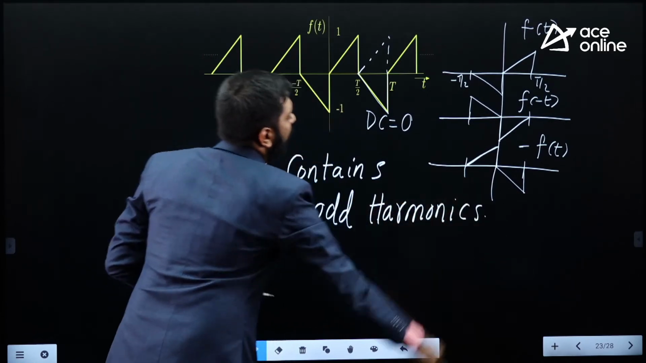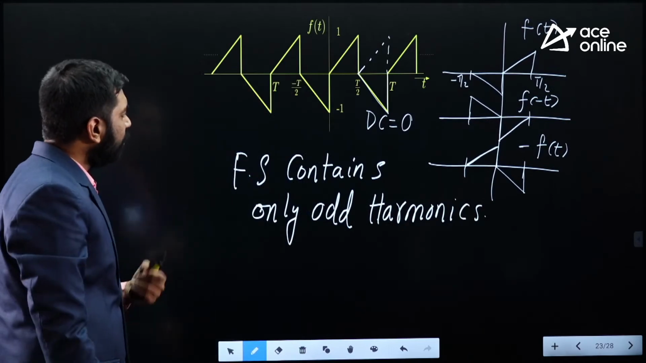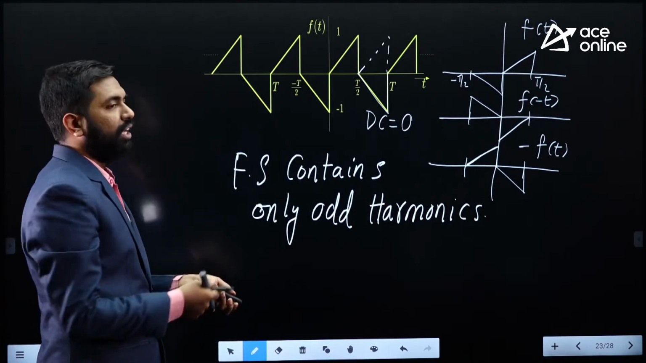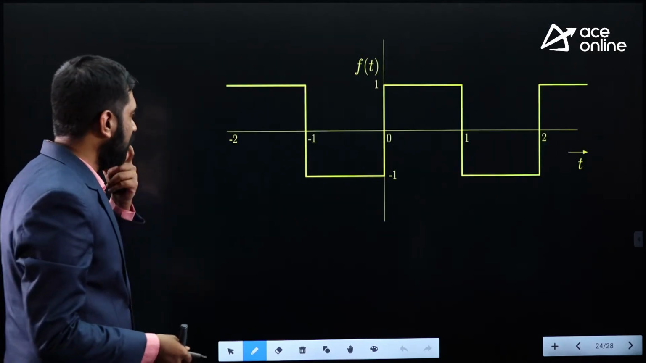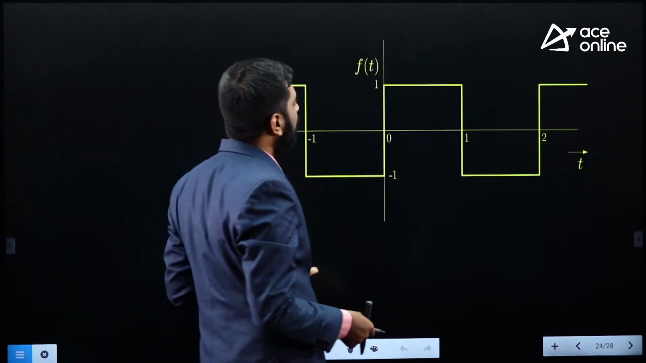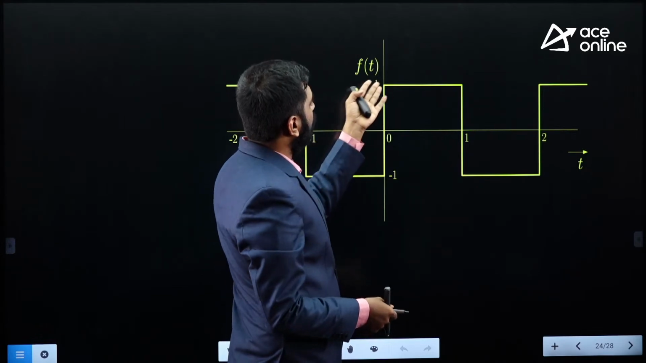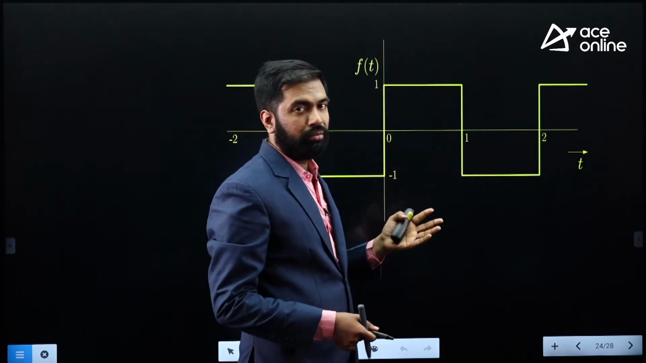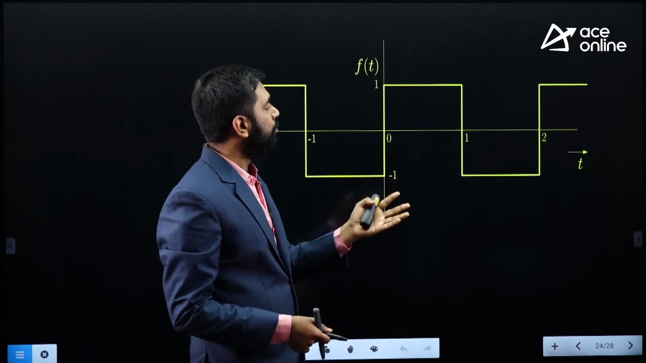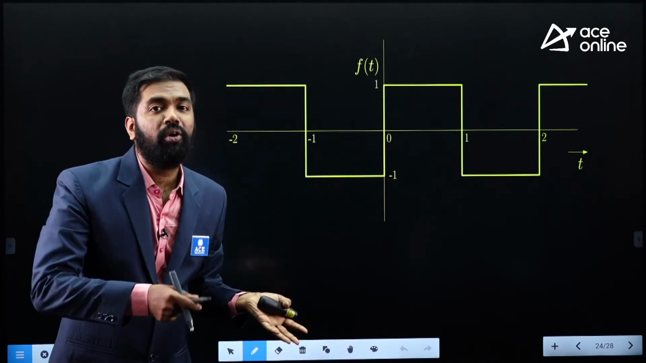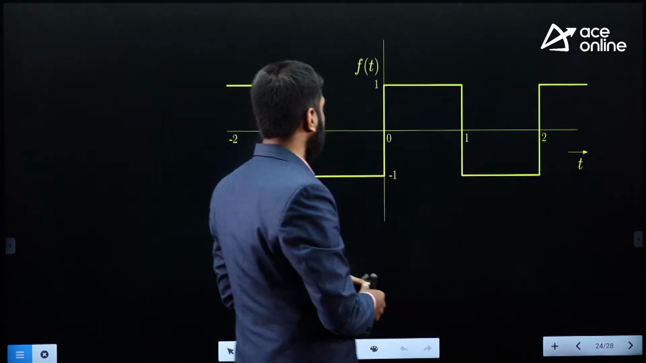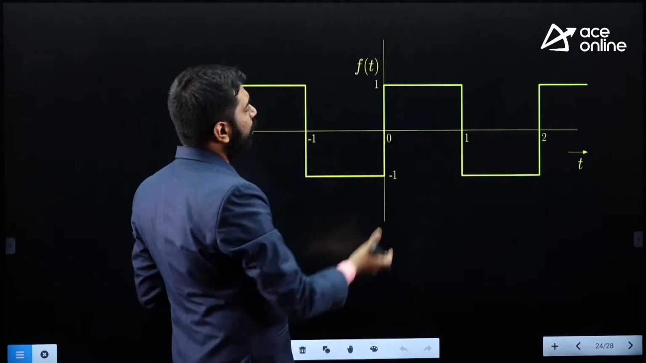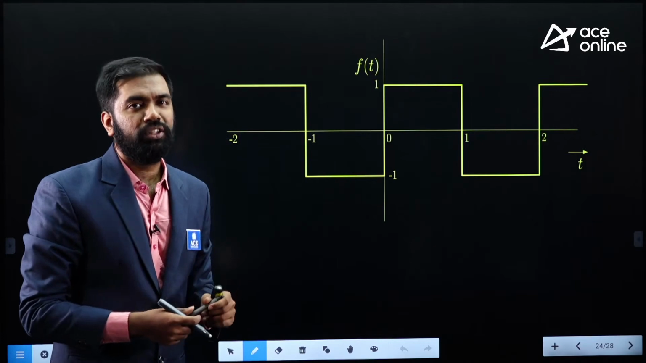So let's analyze a few more waveforms. The more waveforms you analyze, the better understanding you will have. So what about this? It's a very, very simple activity. So this is 1 here, minus 1 here, okay? So minus 1 here, 1 here. Clearly this is an example of an odd function. This is an odd signal. So obviously if you try to find the DC value, it turns out to be 0.